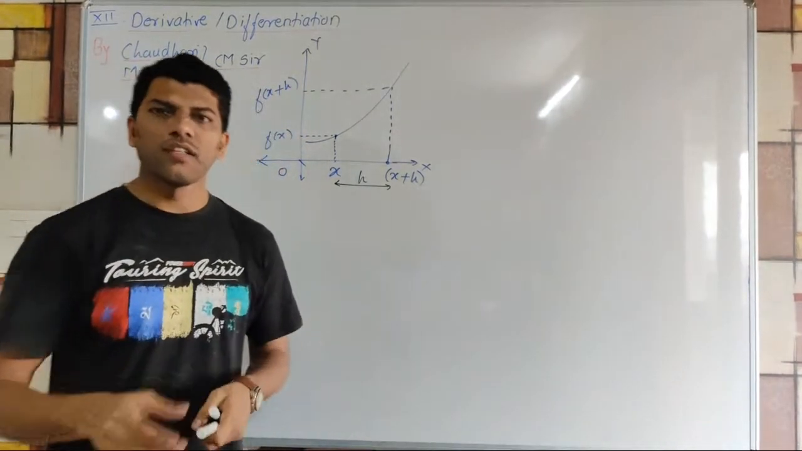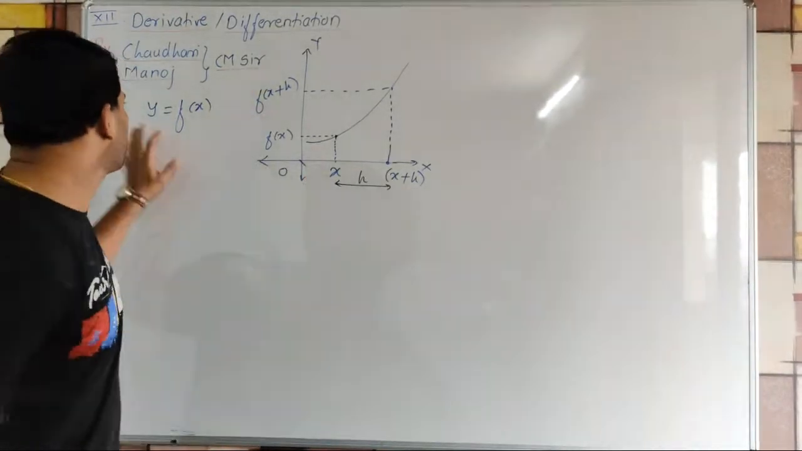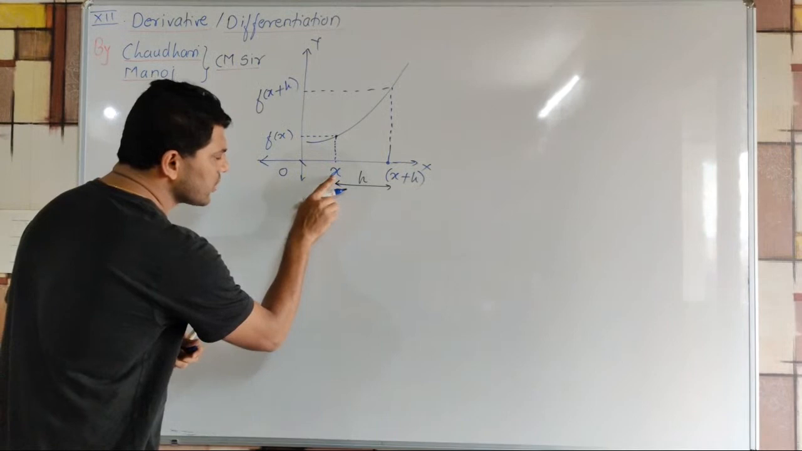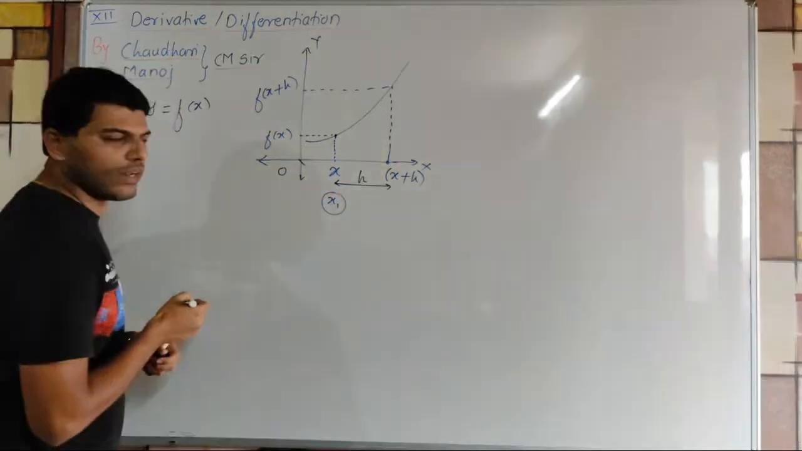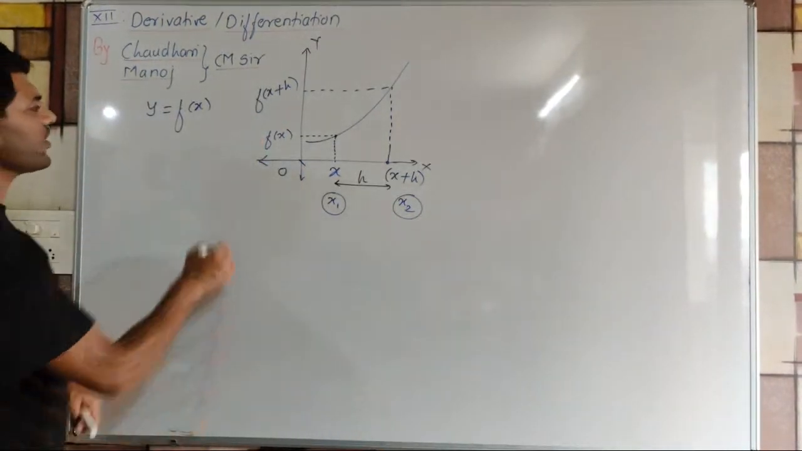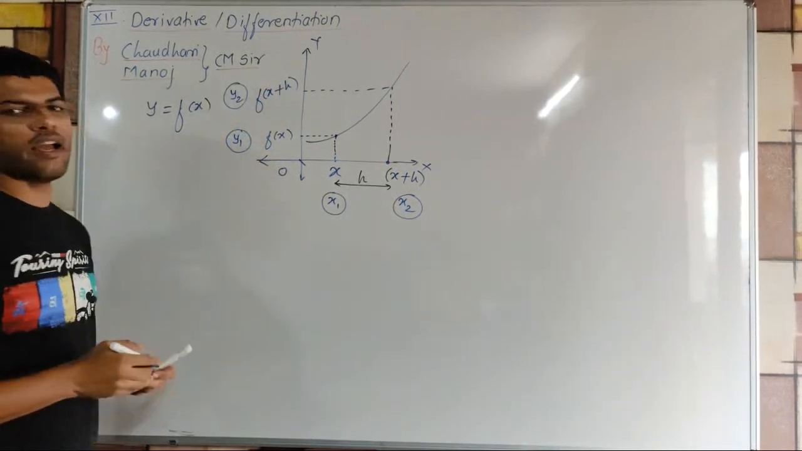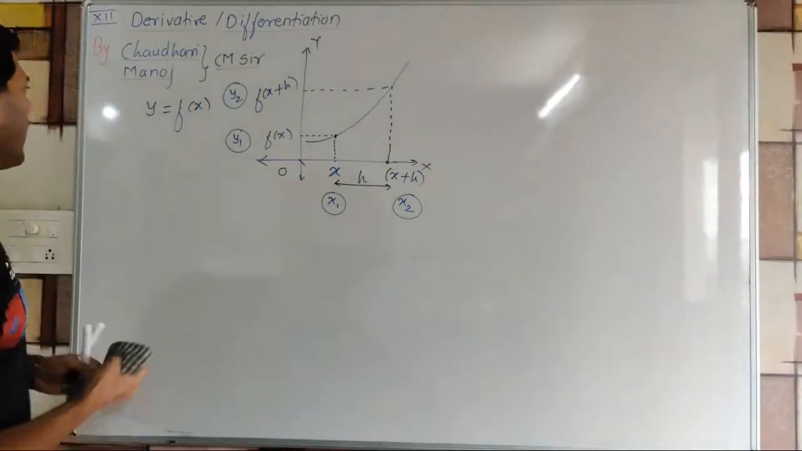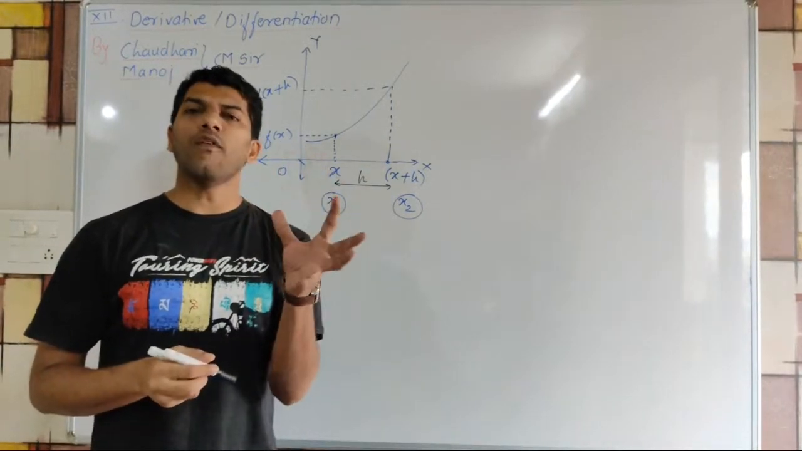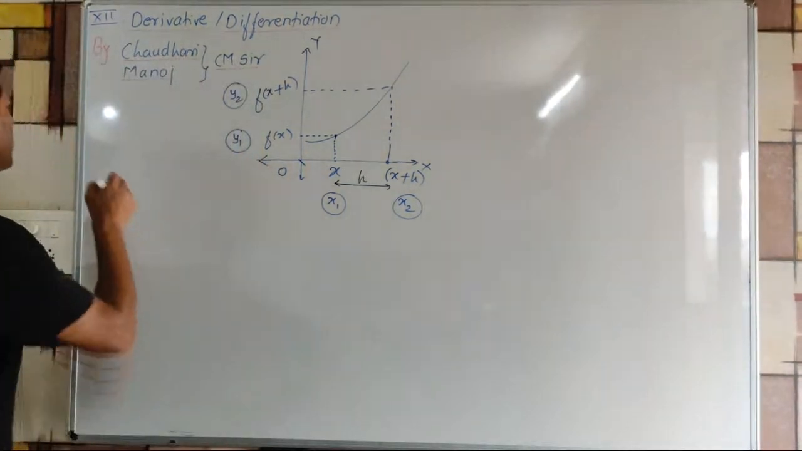So here we got these two values of x and two values of y. Y means function, right? Let me mark with certain notations. This value of x, I am marking as x1. This x plus h, let's mark as x2. Then this f of x, I am marking as y1. And this f of x plus h, let's mark as y2. So what exactly is the derivative? If you remember, we already studied a formula for the derivative in your previous year, right? It is called first principle. So what is the first principle?